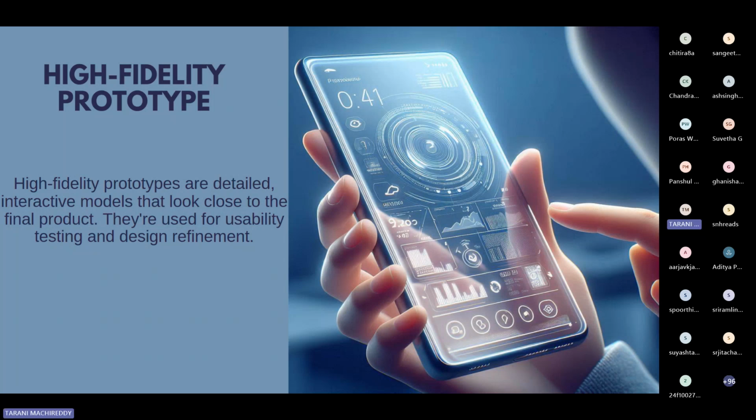So what is high fidelity prototype? High fidelity prototypes are detailed interactive models that look close to the final product. So, this is a prototype where it looks very close to the final product. These are used when the overall concept and structure have been validated and refined. It is also used for user testing, stakeholder presentation, and in developing the product with a clear and detailed guide for the product.